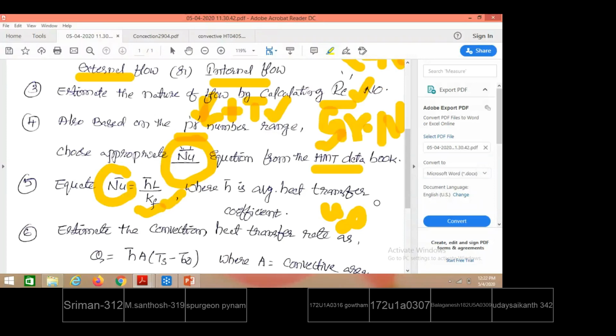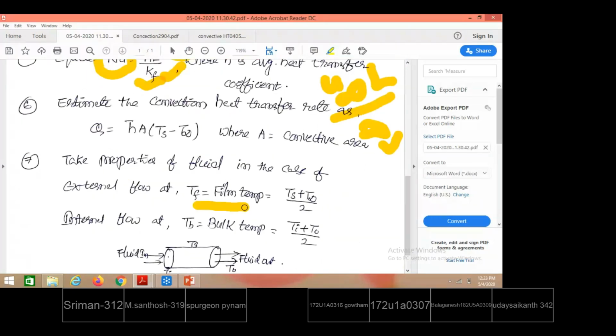This is the Nu value. You must take it at a temperature called film temperature. Especially in the case of external flow, you need to take all the properties at film temperature. Film temperature means that it is neither the solid temperature nor the free stream temperature. Instead, this is the temperature possessed by the fluid particles within the boundary layer. So this is the average temperature possessed by the fluid layers within the boundary layer.